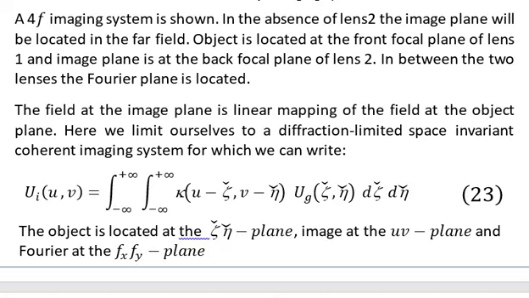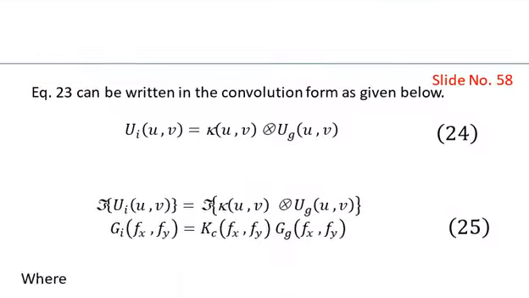The object is located at the zeta eta plane, the image coordinates are the uv plane, and the Fourier coordinates are the f_x and f_y plane. So we have given the coordinates at these three planes also.